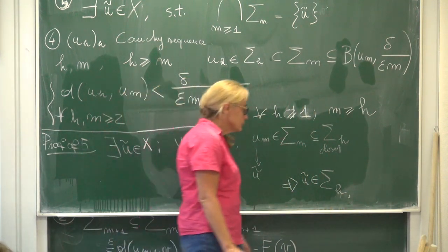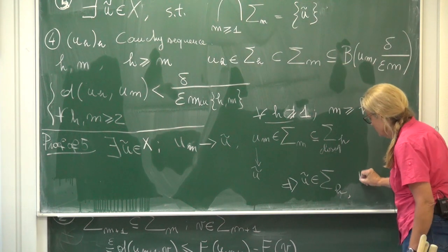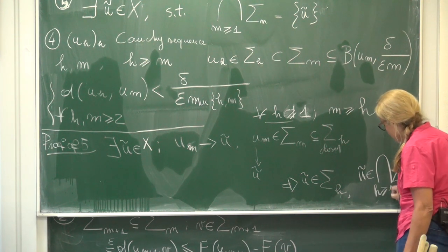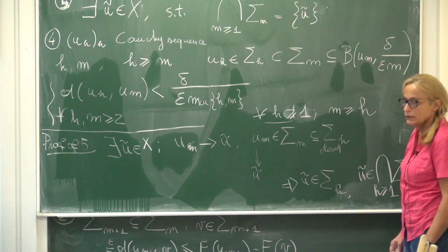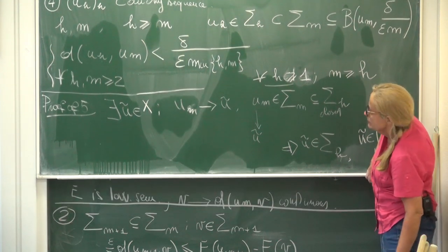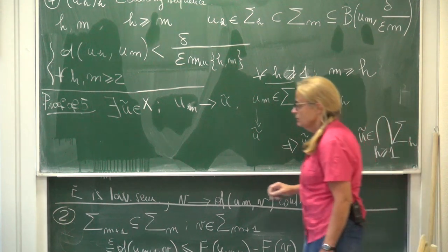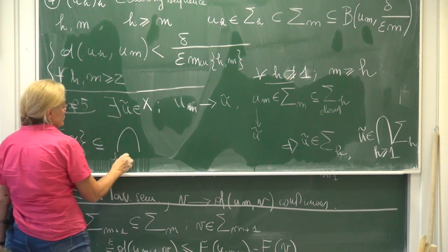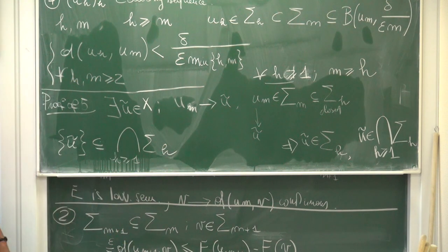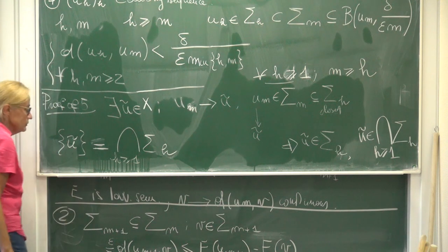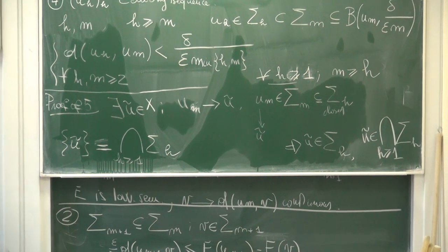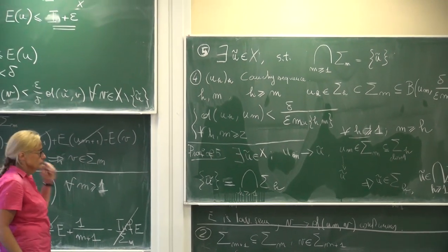And this holds for any h, that is, u tilde belongs to the intersection of all the sets sigma. And of course, it is the only point in this intersection. So this singleton is contained in the intersection over h of those closed sets. And actually, the equality holds. There exist no points different from u tilde that belong to this intersection. This is easy to prove because the diameter of those sets is going to zero. Easy to prove.